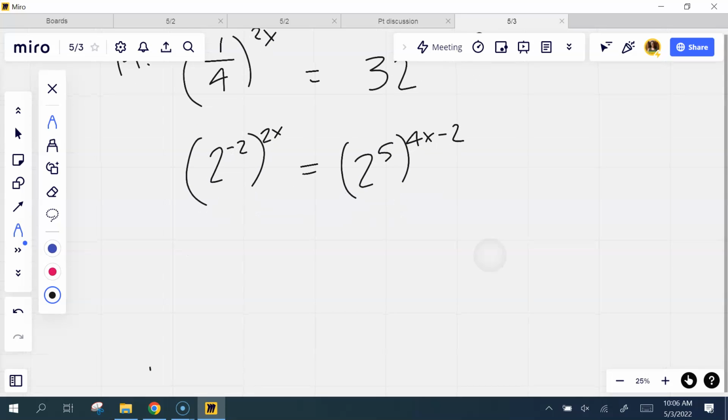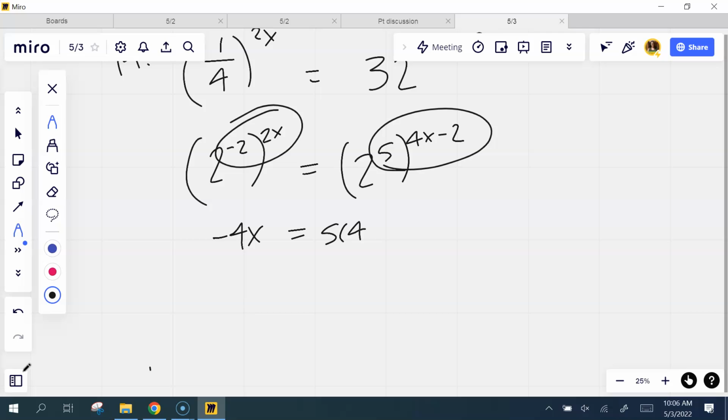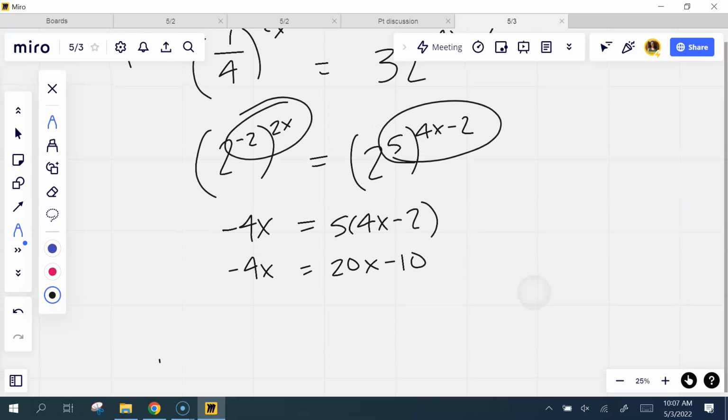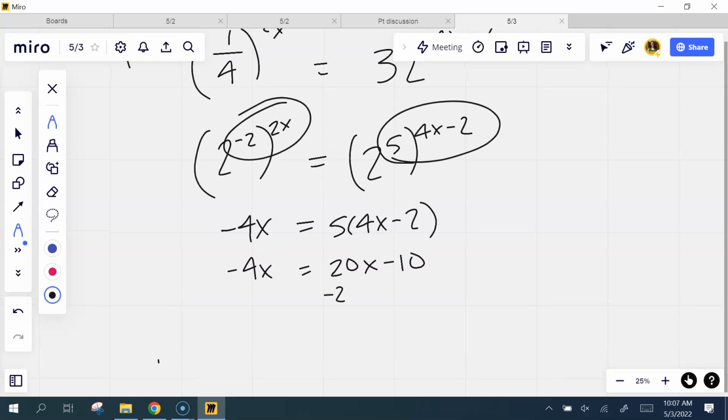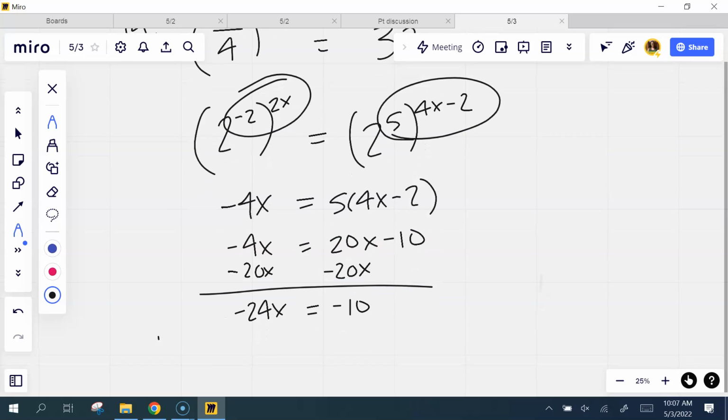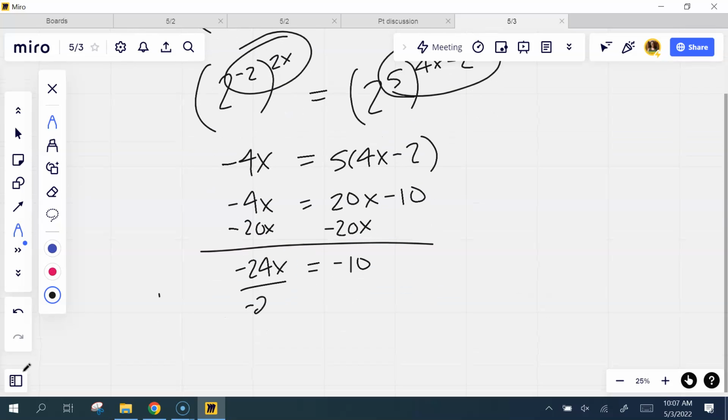So my equation I'm solving is going to be negative 4x equals 5 times 4x minus 2. So negative 4x equals 20x minus 10. I'm going to subtract the 20x to get negative 24x equals negative 10, and of course divide by negative 24.